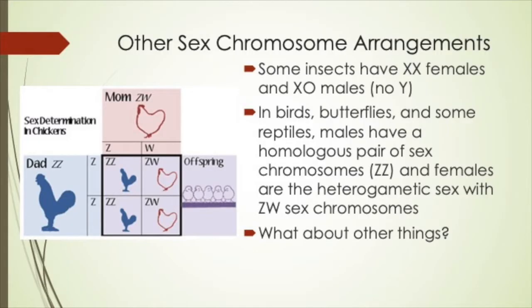Okay. Other sex chromosomes. So, in insects, you have XX females, and then you have XO males. They'll have no Y. In birds, butterflies, and some reptiles, the males will have the homogametic pair, and the females will have the heterogametic pair.